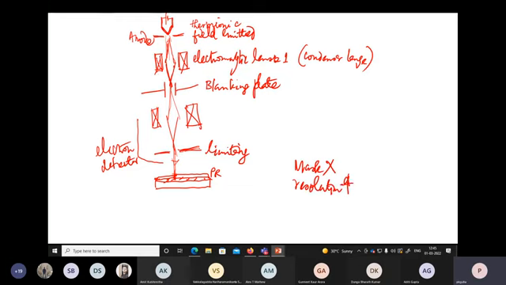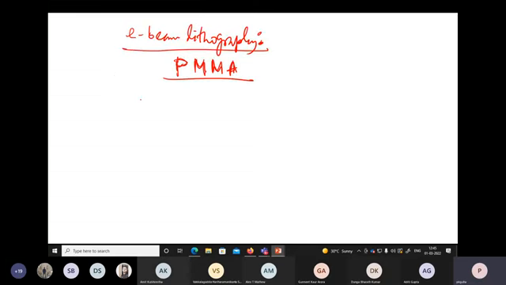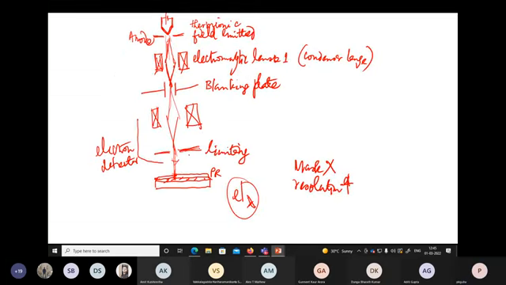Why is the resolution very high? Resolution is very high because, as you remember, the wavelength associated with electrons, we found out the de Broglie wavelength of electron, is much lower compared to the UV light that we use. Okay, so you see we will be able to write a much smaller feature size if you use an electron beam, right?